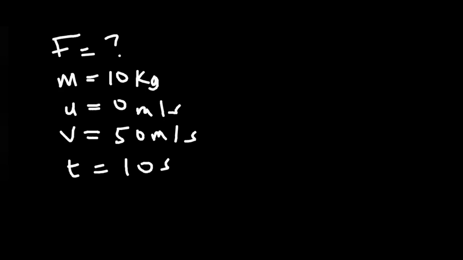We are given the mass of the body as 10 kg. The initial velocity was 0 meter per second since the body was at rest. The velocity we need to attain, which is the final velocity, is 50 meters per second, and the time is 10 seconds. But we need to know that force is obtained by multiplying mass and acceleration. But from this particular question, we were not given the value for acceleration.